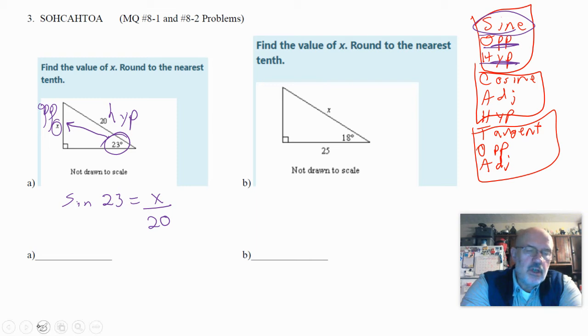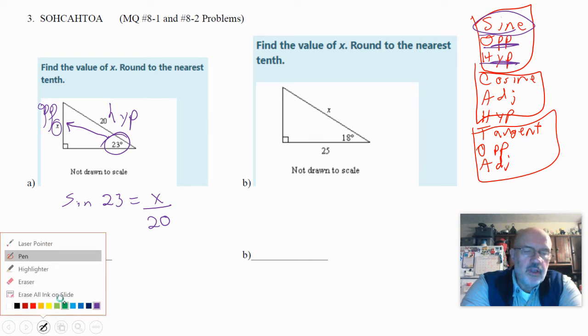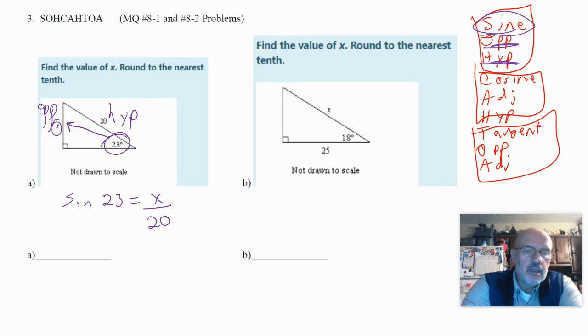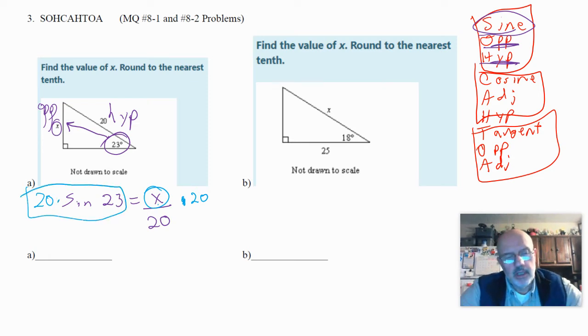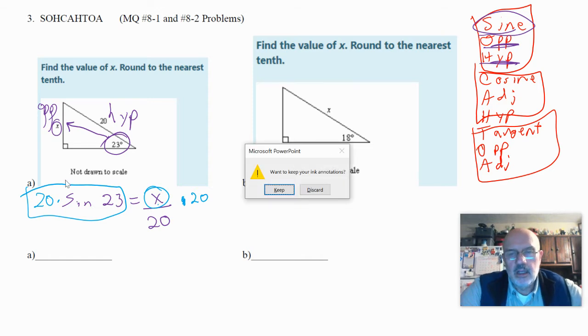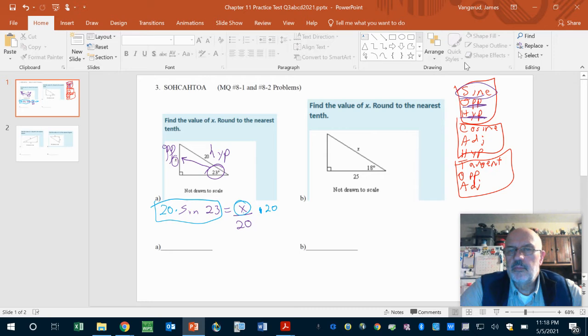All right, and then we just solve this the way you would solve any algebra problem. We want to get x by itself. Here it says x divided by 20. So to undo divided by 20, we have to multiply by 20. So we will get our answer from this part, 20 times the sine of 23. Let's go to the calculator and figure out what that would equal.